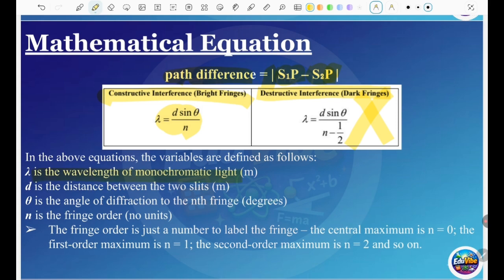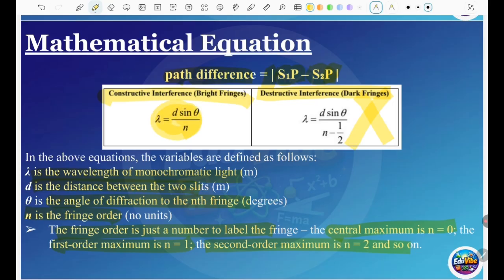Lambda is the wavelength of the monochromatic light in meters. D is the distance between the two slits. Theta is the angle of diffraction to the nth fringe, and n is the fringe order, which has no units. The fringe order is just a number to label the fringe. The central fringe is n equal to 0, the first order is n equal to 1, the second is n equal to 2, and so on. There is an infinite number of these.